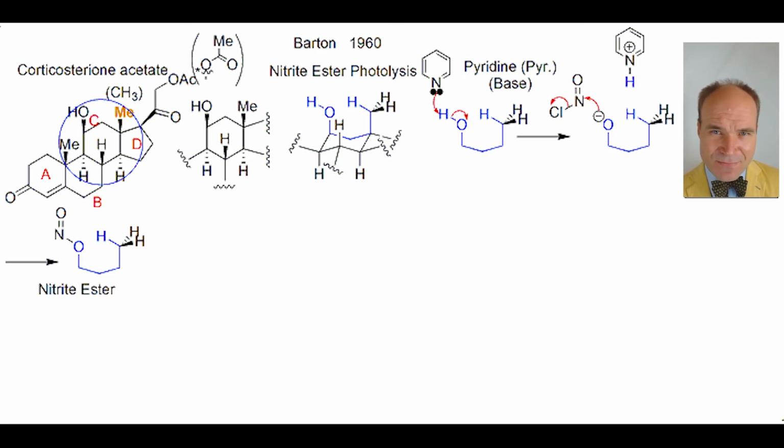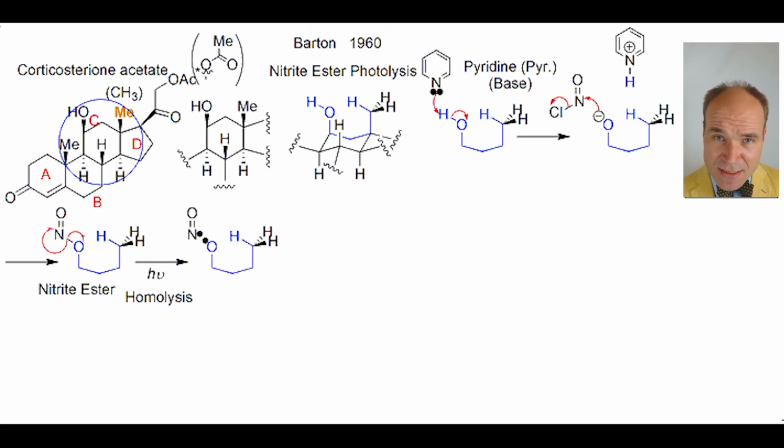Now for the clever stuff. The molecule is irradiated, and we can homolytically break the nitrogen-oxygen single bond. So the 2 electrons of this bond go to different locations to provide a nitric oxide and an oxyl radical.